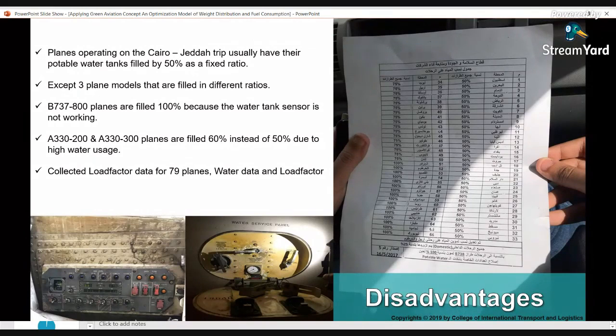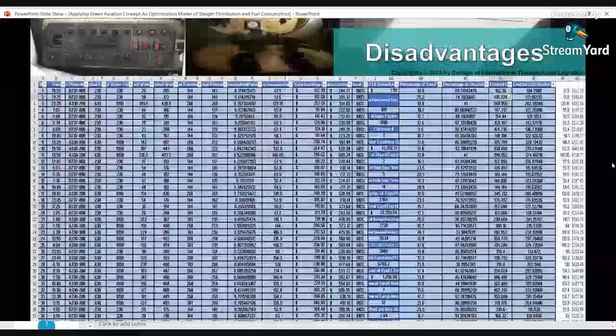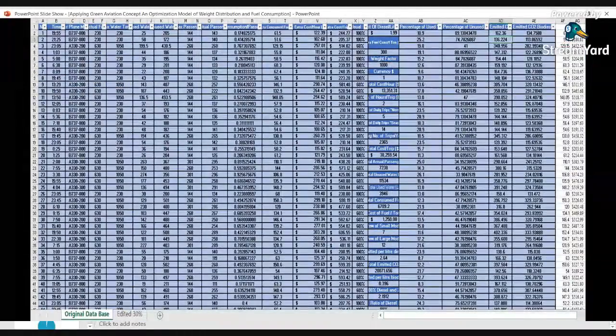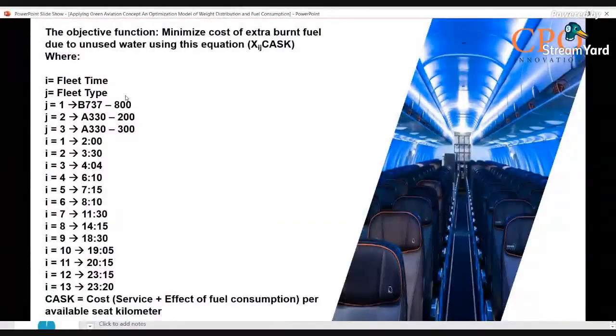So we were able, through the month, to collect data for around 79 planes, with different data types. Let me zoom in here. Okay, give me a moment.